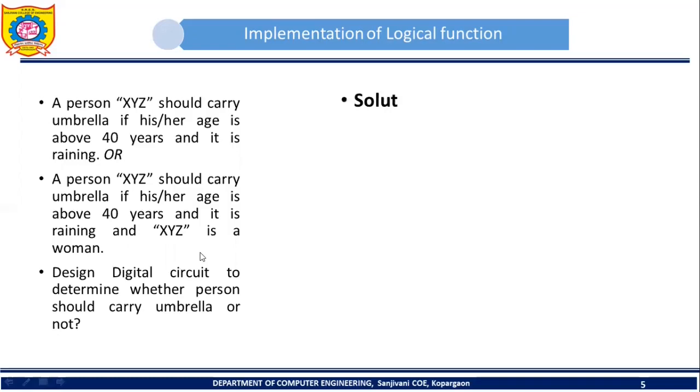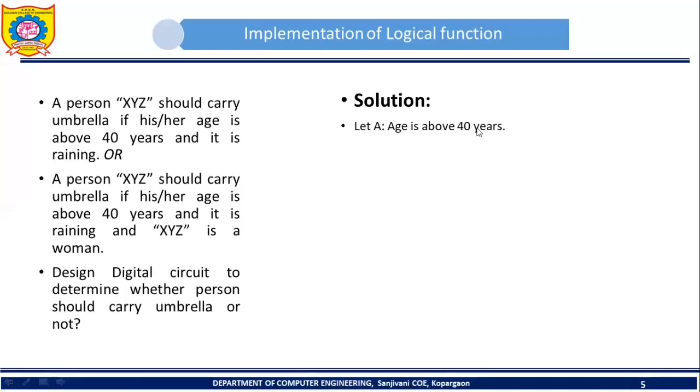So here, what will be the first step? First of all, you have to identify the logical expression. We have seen what is meant by a logical expression: the expression which can have a value either true or false. Now consider this statement: his or her age is above 40 years. This is a logical expression. There are two possibilities: either the age of the person will be greater than 40 or less than or equal to 40. So this is my first logical expression. Let's assign this logical expression to one literal A. So A means age is above 40 years.